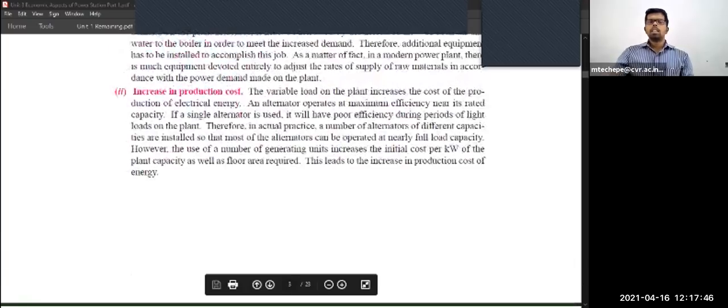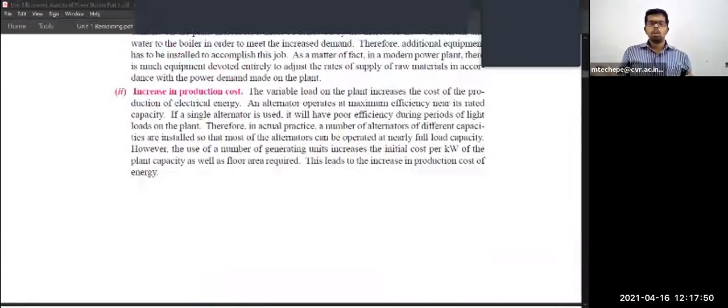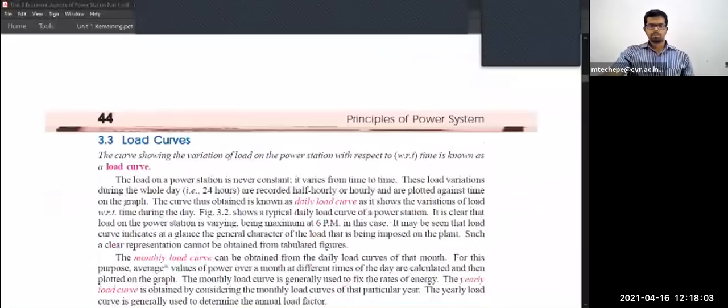And also the floor area required will be more. And suddenly for boilers, you need to add some additional boilers, and you need to add some additional alternators and generators also. You need to take care of that.